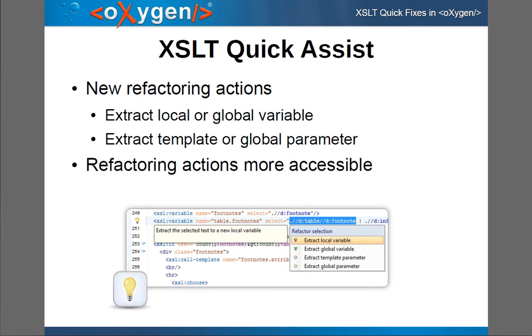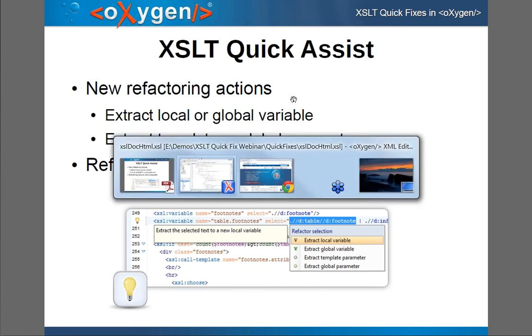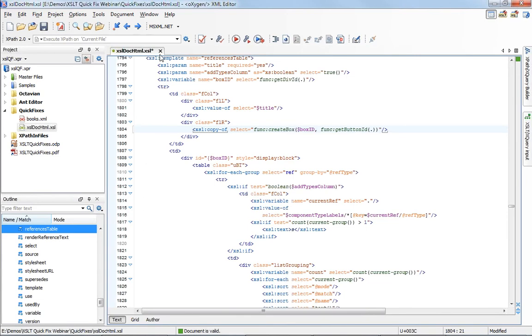Next we have the XSLT Quick Assist actions. New refactoring actions were added in version 16. You are now able to extract a local or global variable from an XPath expression, and also to extract a parameter, template or global parameter. The current refactoring actions were also improved and made more accessible by adding them to the Quick Assist menu. Let's see an example of how we can use the Quick Assist and the Quick Fixes together to develop a style sheet. Switch to oXygen.